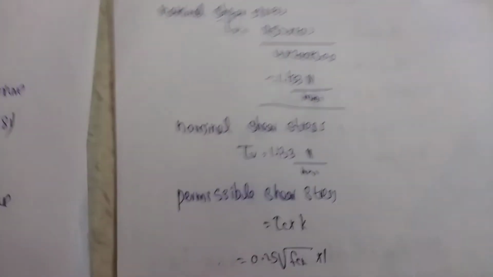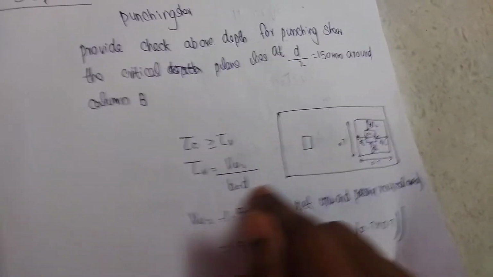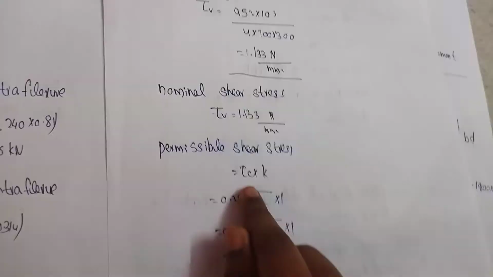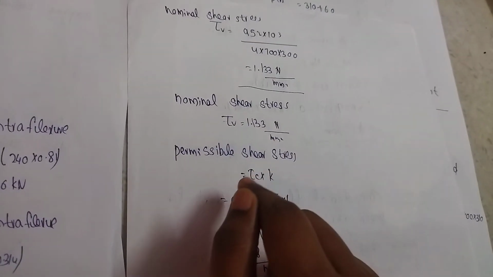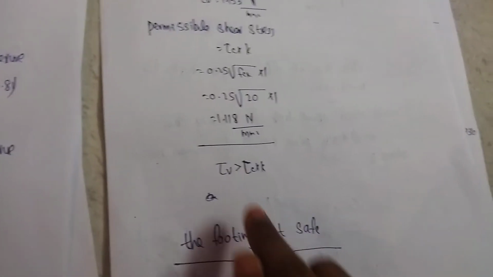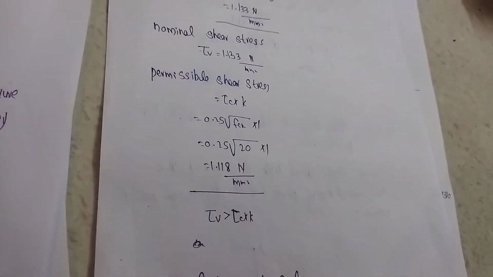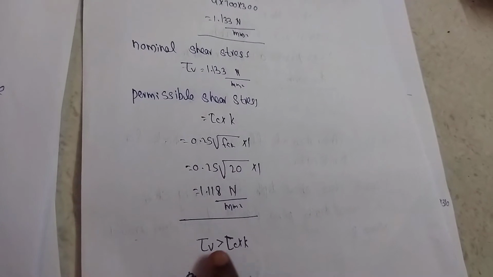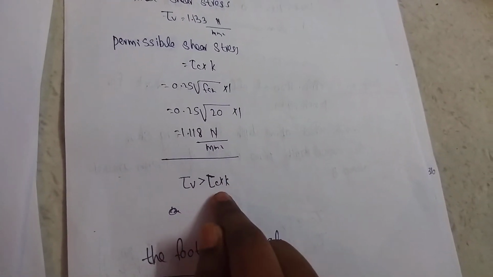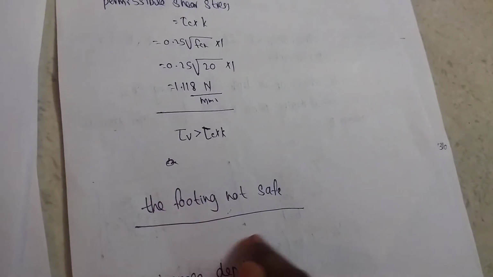This is the critical plane equation. And for tau v, you want to calculate the nominal shear stress. You have an equation, so provide all the values and we get tau v. Then the permissible shear stress is tau c into k, assume k as 1. Then check: here tau v is greater than tau c into k, so the footing is not safe.